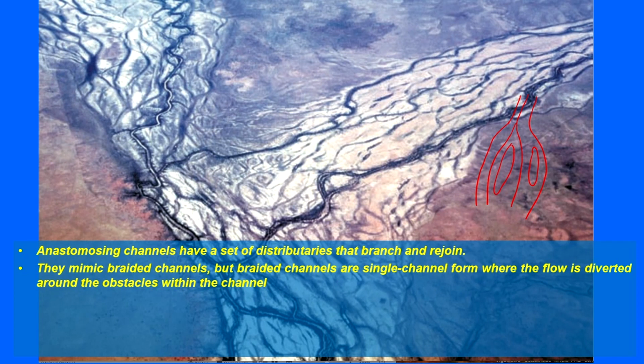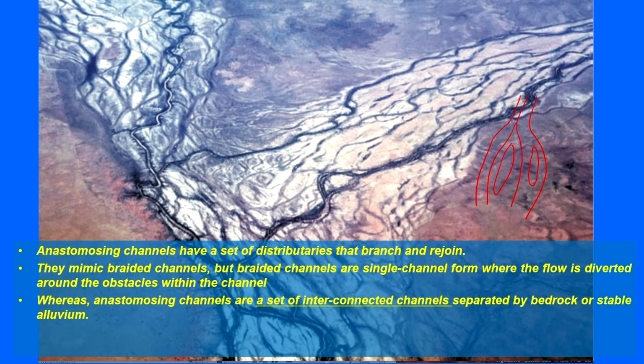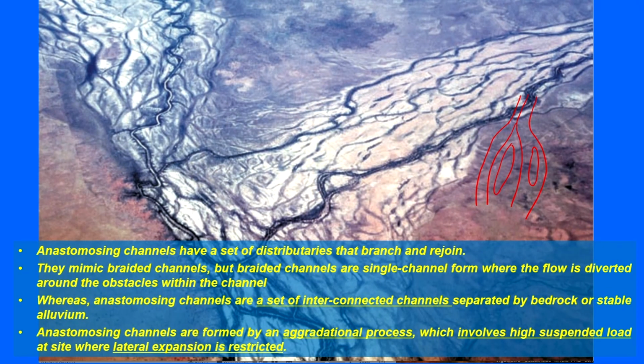Okay. And as I told you, it will mimic, it is very similar, not the same, to your braided channels. Okay. So, anastomosing channels are a set of interconnected channels separated by bedrock and stable alluvium. Alluvium is basically the loose material. Okay. So, this again has a tendency to migrate very widely in the wide areas. Okay. So, this again has issues with the anastomosing channels.